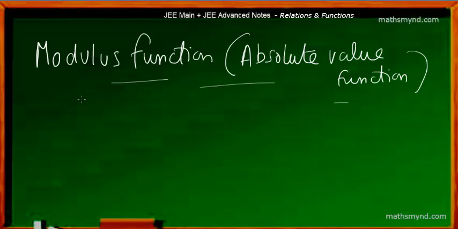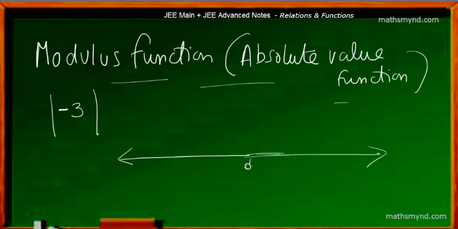Now, what is the absolute value of -3? Of course, you write it like this. For that, let us look at a real number line. Of course, you have the midpoint. This goes in the negative direction of infinity and the positive direction. Of course, it's very simple. -3 would be coming here.